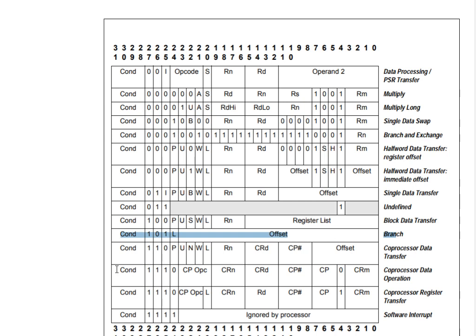After the cond, it has fixed bits 101, and then a single bit to indicate if the LR register should be set, making it a BL. After that, there's just the 24-bit offset.